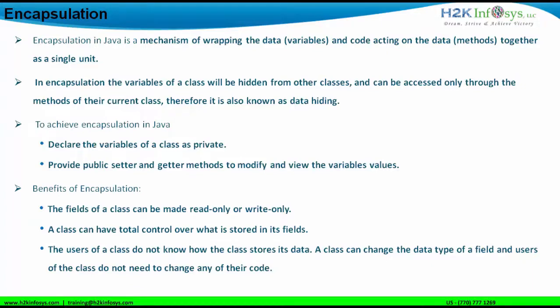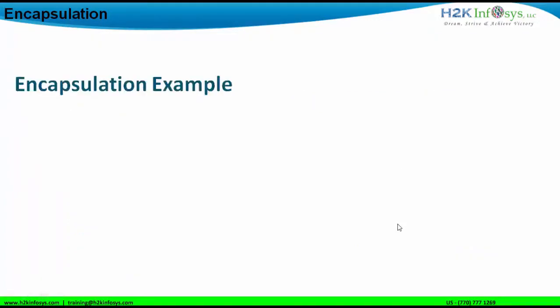The users of the class do not know how the class stores its data. So the user of a particular class will not know how the class is storing its data, in what particular format, what the variable type is, and all those things. What is the access specifier of the variable? A class can change the data type of a field and users of the class do not need to change any of their code. That is the benefit of encapsulation. So let us look at a particular example.